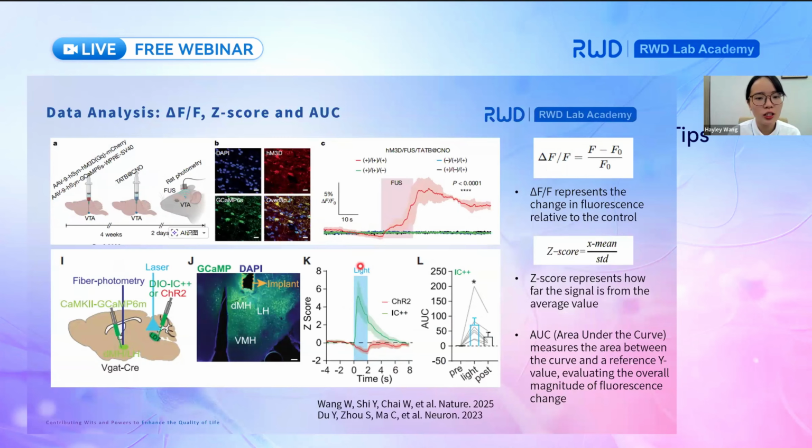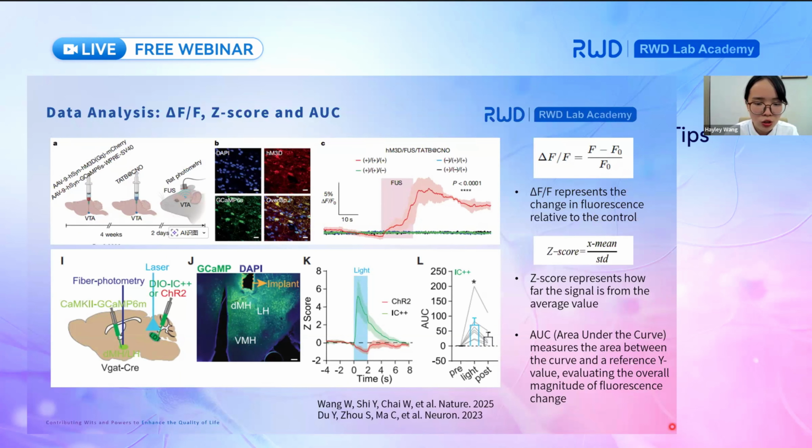After pre-processing, the last step is event analysis. In most cases, the start time of the event is set as time 0, and the fluorescence changes before and after the event are analyzed. The two most commonly used readouts are delta F over F and the z-score. Delta F over F represents the change in fluorescence relative to the control, or in simple terms, the relative increase in signal compared with the control. It tells us how much the signal has changed.